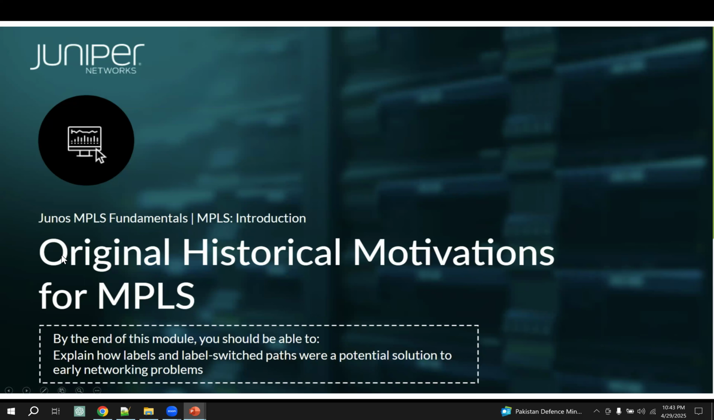And the third section, just now, is MPLS. The original historical motivation for MPLS. Why was MPLS introduced?